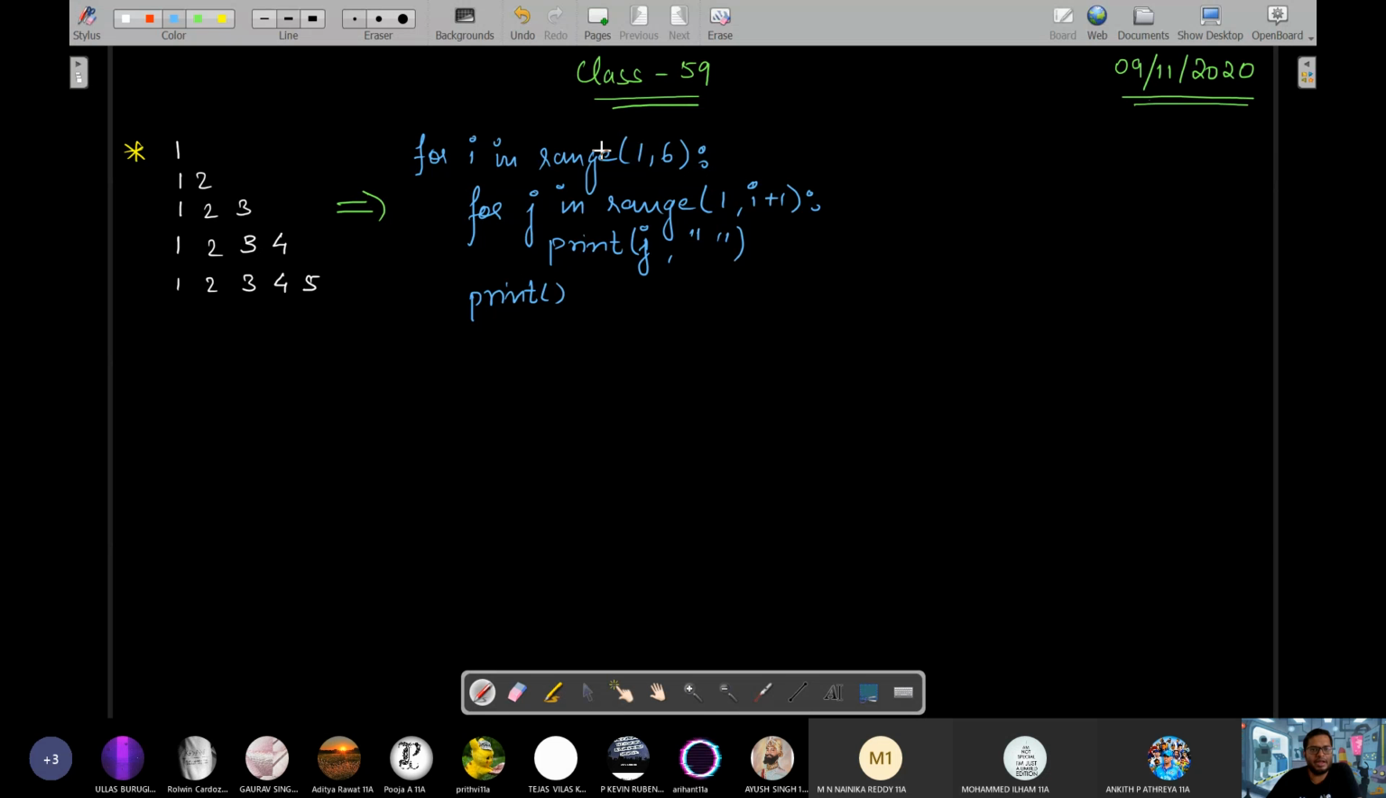Then it will again go back. I will become 2. Then J will generate the row from 1 to 2 in the same line, then the line will be changed. Then I will become 3, and this will generate from 1 to 3. For the fourth, J will generate from 1 to 4 in the same line, and then the line will be changed and you will be getting this pattern. इसका short में हमने देखा था.